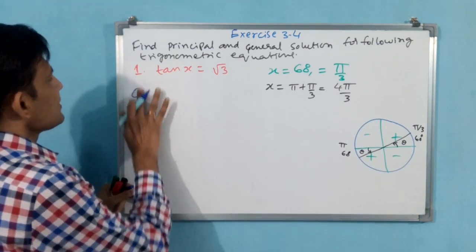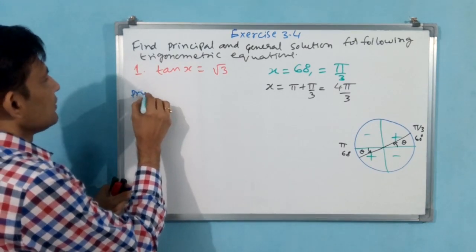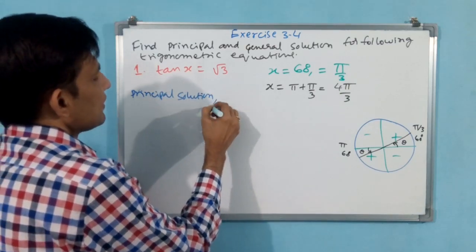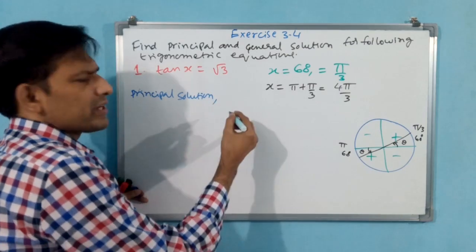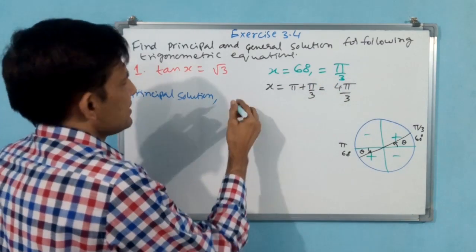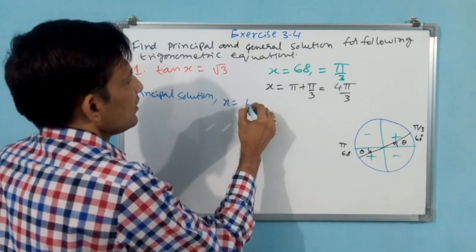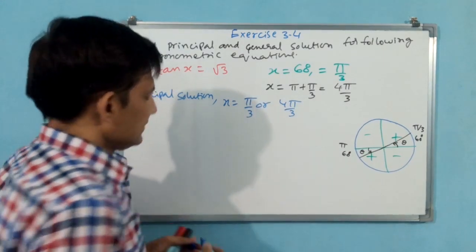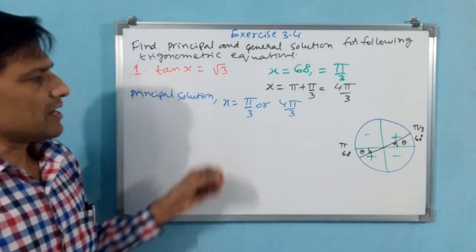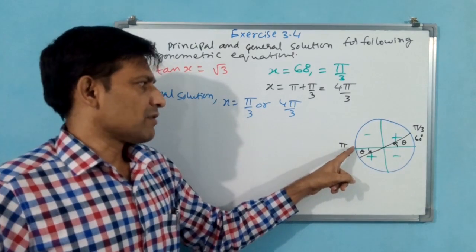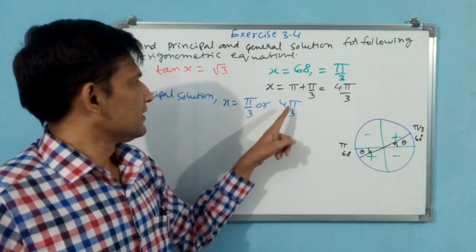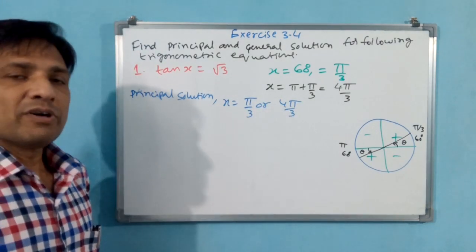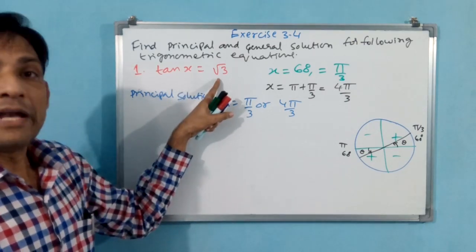You see, not the general solution, first the principal solution. Principal solution: x is equal to pi by 3, 4 pi by 3 you can write. x is equal to pi by 3 or 4 pi by 3, that is 60 degrees or 240 degrees. Why? Because 180 plus 60 is 240 degrees, 60 into 4, 240 degrees. This will be your principal solution for this value.